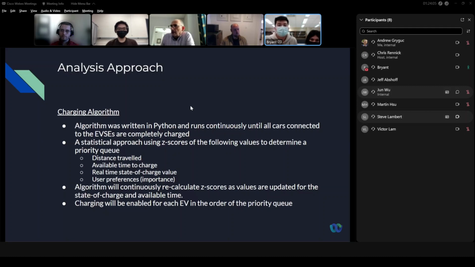Okay. And in terms of your algorithm, first of all, how fast do you switch back and forth between two different cars? And how do you switch? Is it a control signal, I presume, to the EVSE? And it seems as though you're either charging one or the other. Can you elaborate on that?